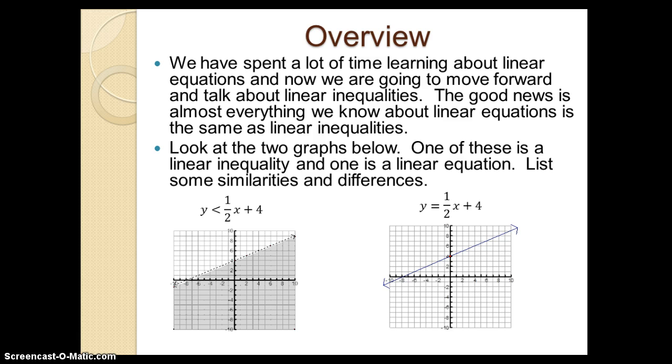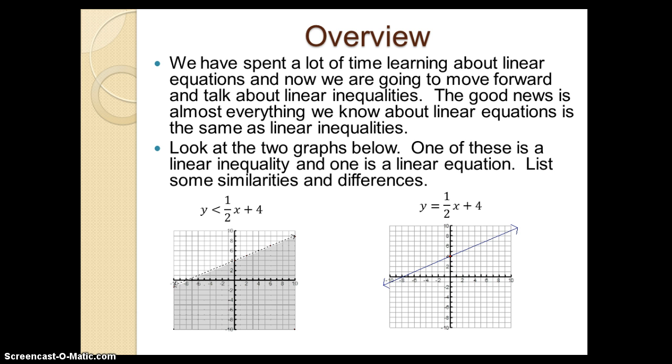One of these, the first one, is a linear inequality, and one is a linear equation, the second one. List some similarities and differences between the two. Hopefully you notice the similarities that the lines are the same. They both start at the y-intercept of 4 and they rise 1 and go over 2. The lines look exactly the same.